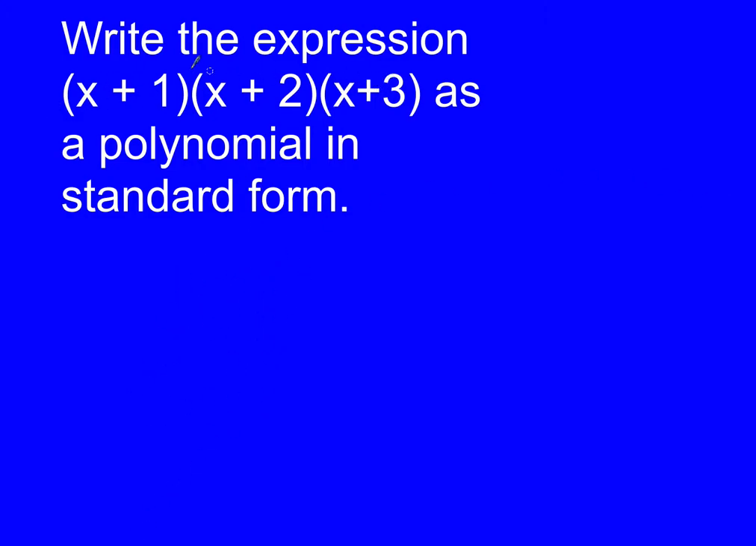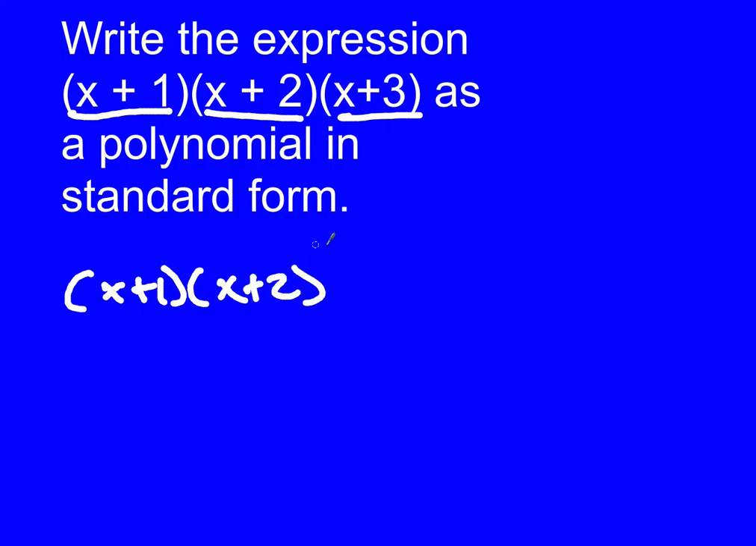This polynomial is written out in terms of multiplication between its linear factors. x plus 1 is a linear factor, x plus 2, and x plus 3. So what we're going to do is write a polynomial in standard form from these. And the way you do that is similar to if we just had this problem. We would FOIL this out. And so let's go ahead and do that.